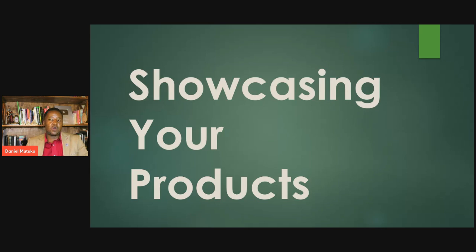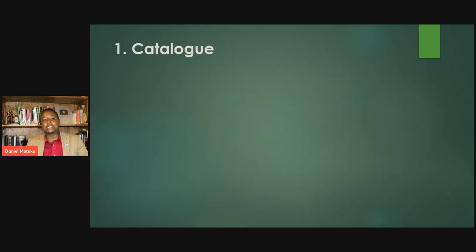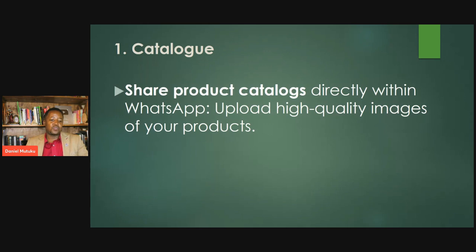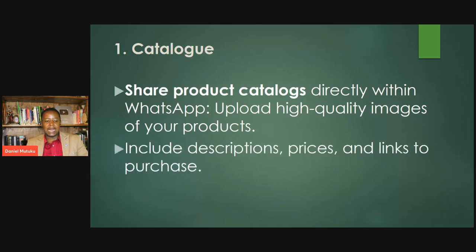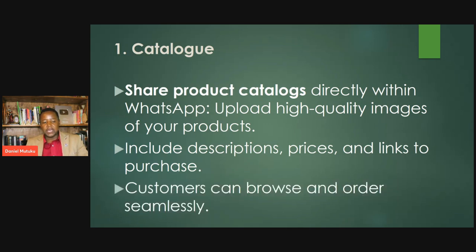There's an option now on WhatsApp Business for you to create your catalog. And when you create your catalog, you can share your products directly on WhatsApp. You can upload very high quality images to showcase your products, and then you include the description, the price, and a link where they can go and purchase. The other good thing is customers can browse and order seamlessly. So when they are looking at your catalog, they can just pick and order right away. So even if you're not online at that particular point, they're still engaging with your products.